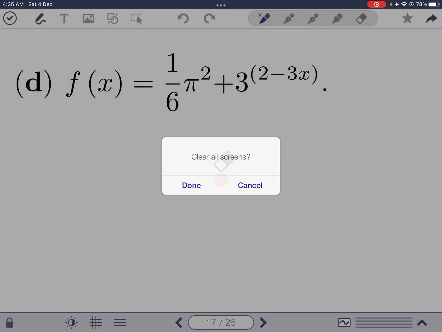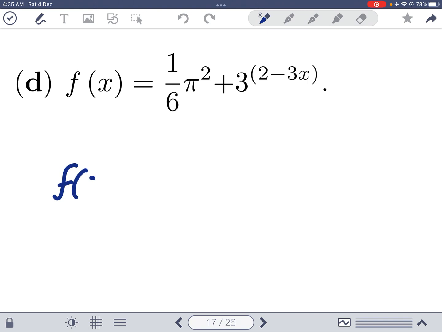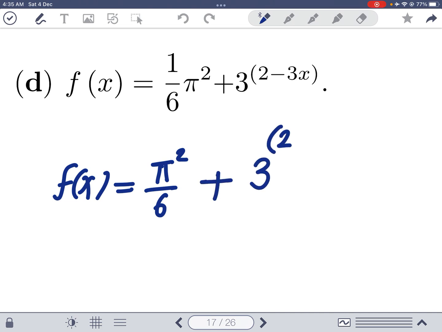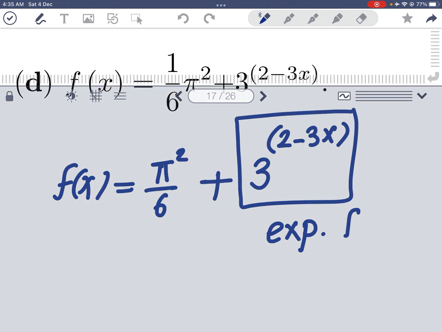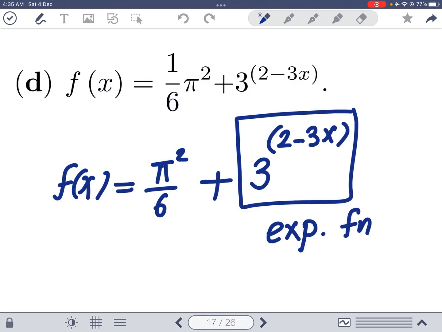Let me erase and do it again. So f of x, let's rewrite it. This is pi squared over 6, which is a constant, plus, look at this one, 3 to the power 2 minus 3x. This here is an exponential function. Remember, an exponential function is a raised to a power of x, like something like a to the 2x plus 2. It is an exponential function as long as a number is the base and x is in the exponent. Here you see a number is the base, 3, and in the exponent you have the x. So it is an exponential function.